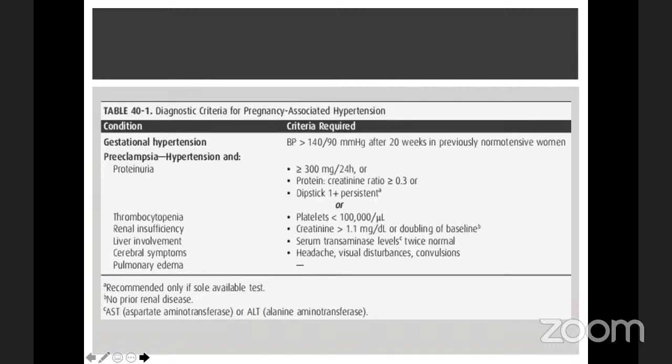1 plus persistent, or when platelets are below 100,000, or in case of renal insufficiency in which the creatinine is above 1.5 mg/dL or doubling of baseline, and also liver involvement when the serum transaminase levels are twice the normal values, and also other symptoms like cerebral symptoms including headache, visual disturbances, or convulsions, and also pulmonary edema.